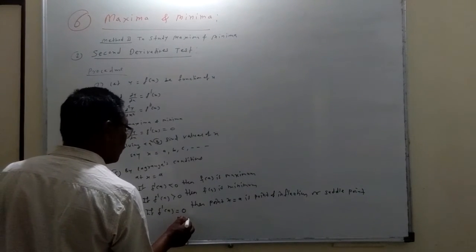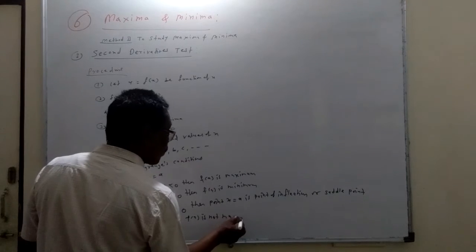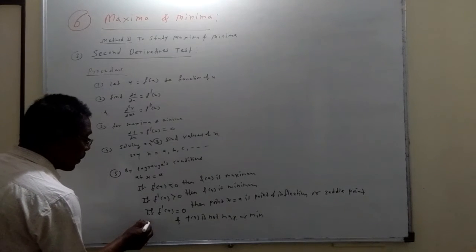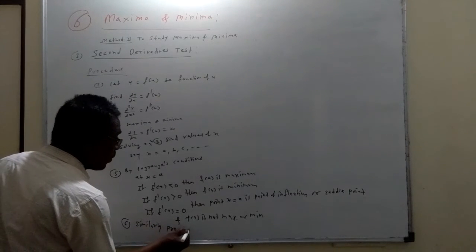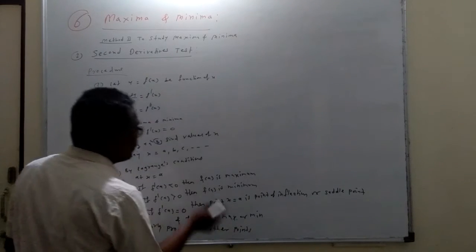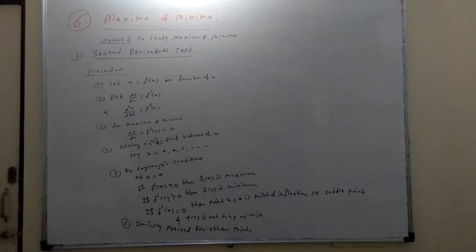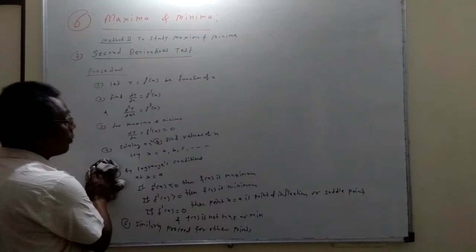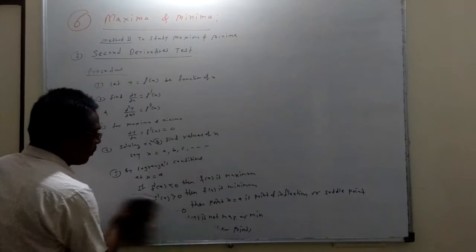And f of a is not maximum or minimum. Similarly, proceed for other points. What will be the points of the curve? For each point, you proceed with these Lagrange's conditions. So we will get maximum values, minimum values, and also extreme points, stationary points, and so on. So this is the procedure of the second derivatives test to study maxima and minima.